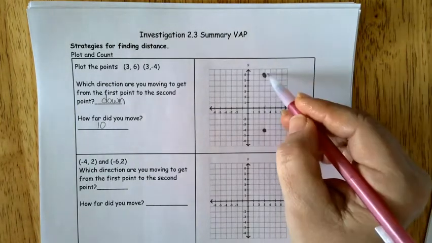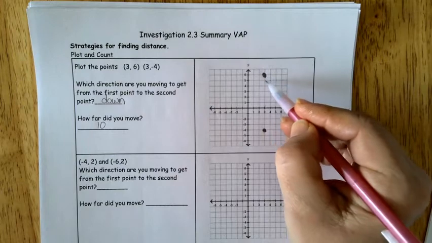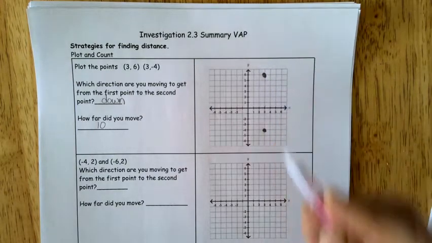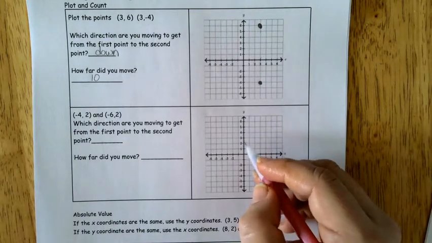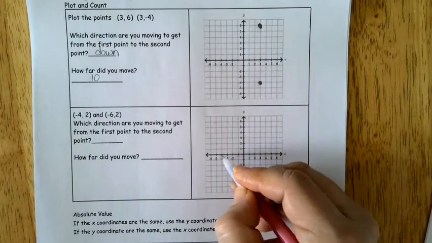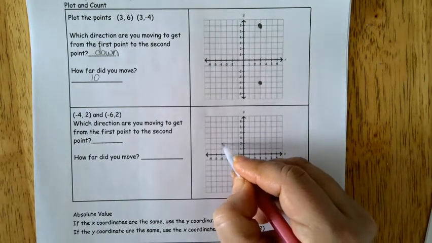It's kind of like a game where I start here. My first move is my first count. Okay, let's take a look at the next one. We have negative 4, 2. Start here, I go negative 4, and I go up 2.